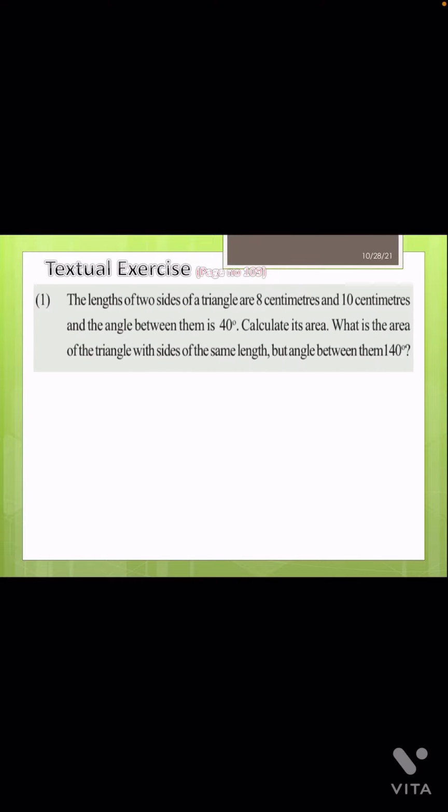Now, we will try textual exercise. Question number 1. The lengths of two sides of a triangle are 8 centimeters and 10 centimeters, and the angle between them is given as 40 degree. Calculate its area. What is the area of the triangle with sides of same length but angle between them 140 degree?